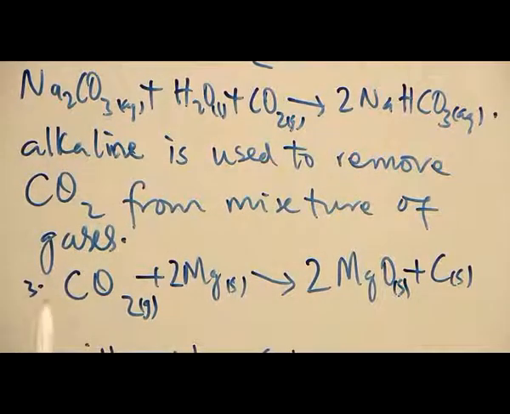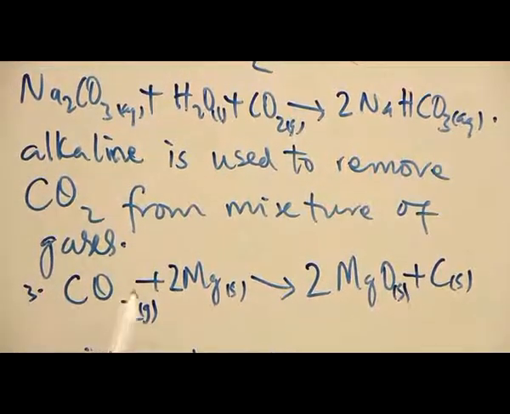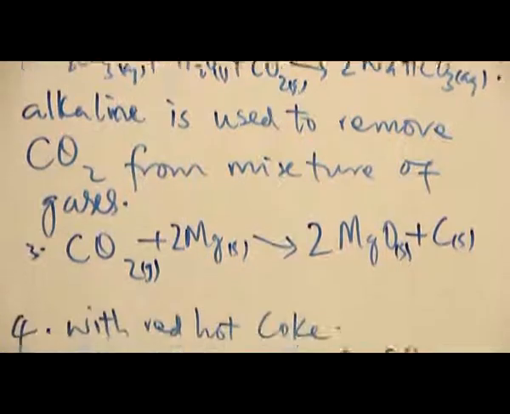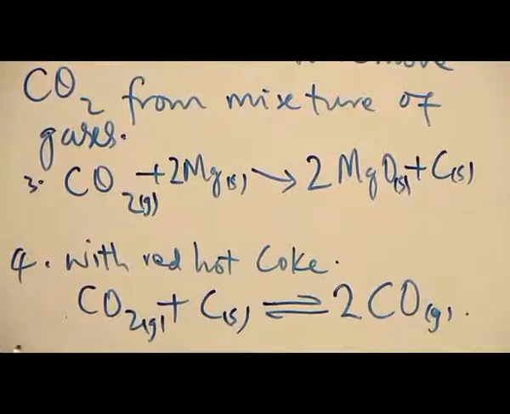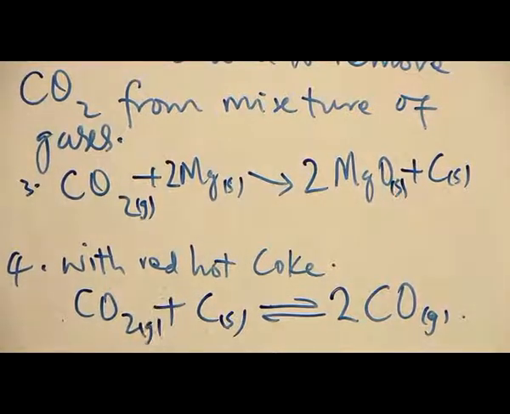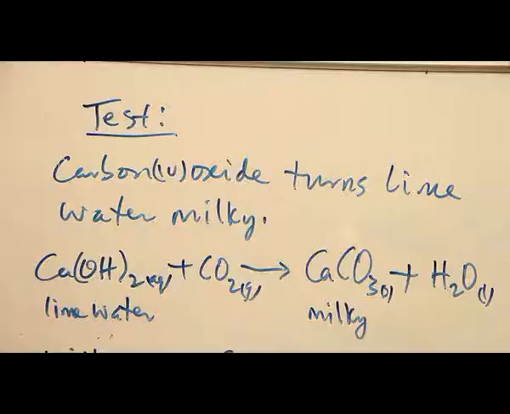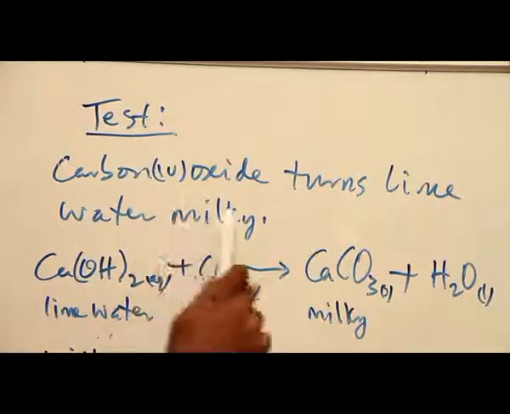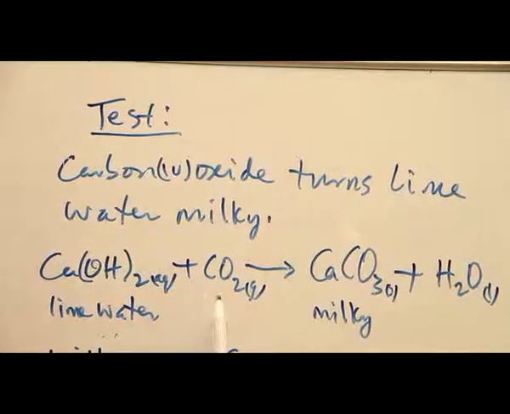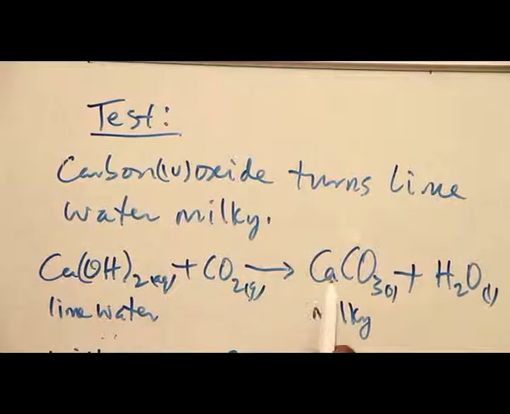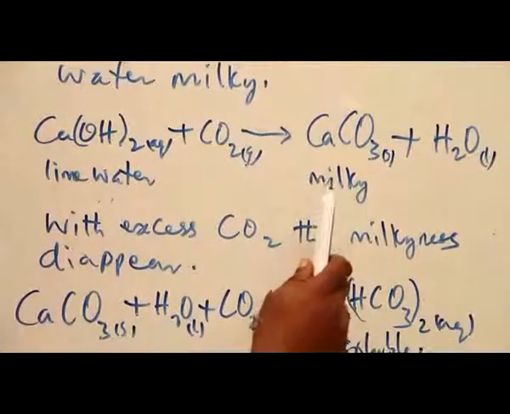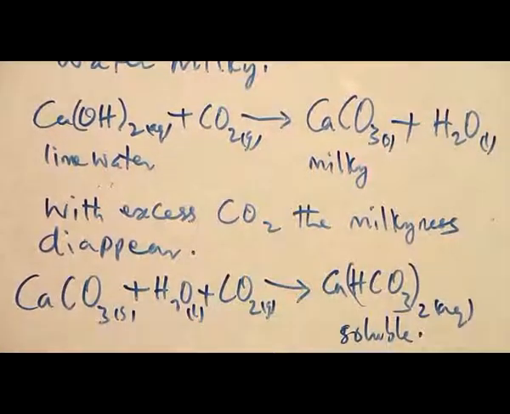Number 3. Carbon(IV) oxide plus magnesium gives magnesium oxide plus carbon. And number 4. With red hot coke, carbon(IV) oxide plus carbon will give carbon(II) oxide. Test. Carbon(IV) oxide turns lime water milky. Calcium hydroxide plus carbon(IV) oxide will give calcium trioxocarbonate(IV) plus water. It is the calcium trioxocarbonate(IV) that turns milky because it is not soluble.